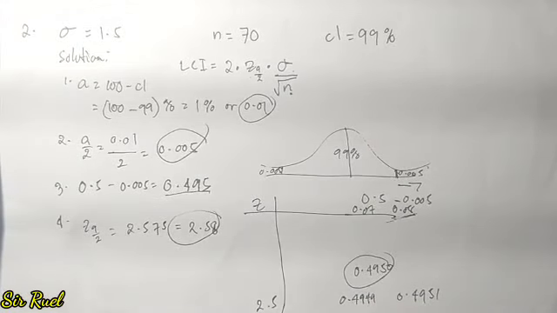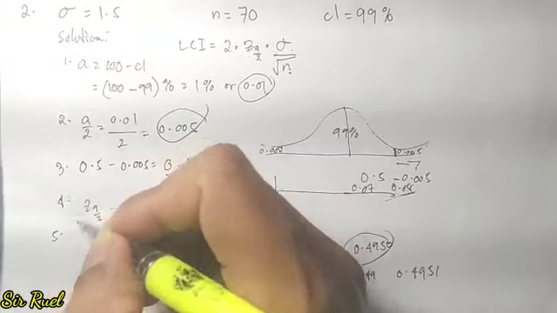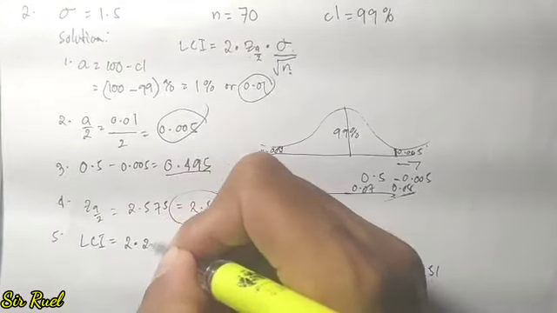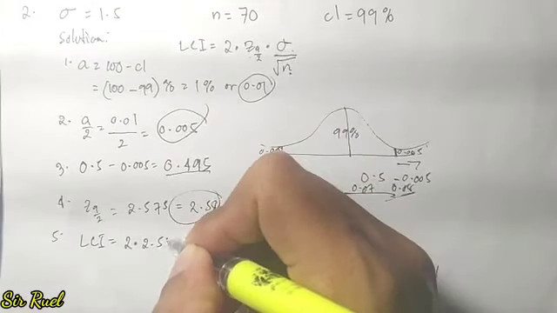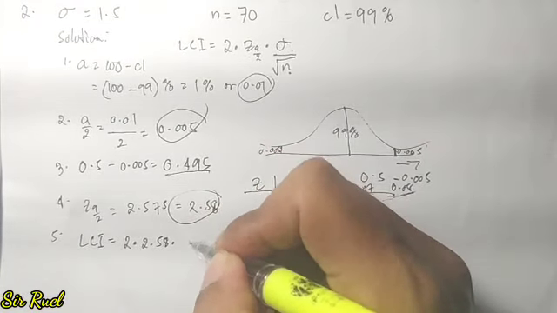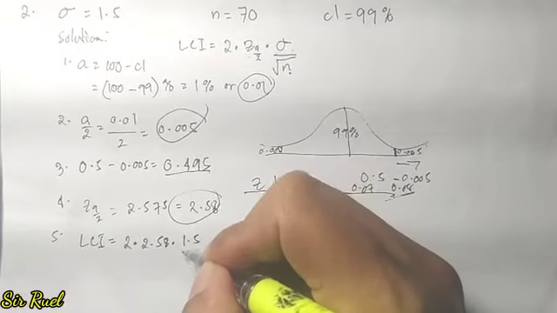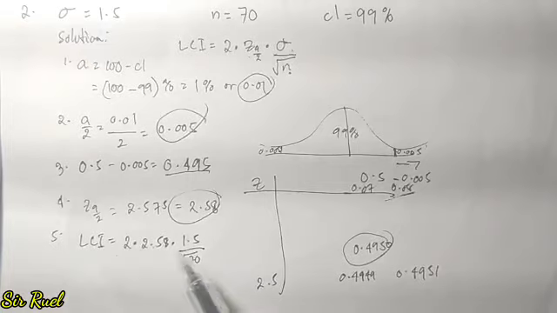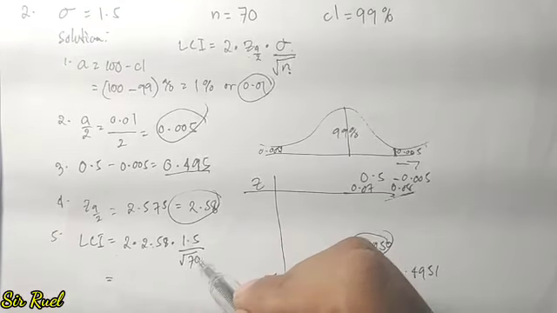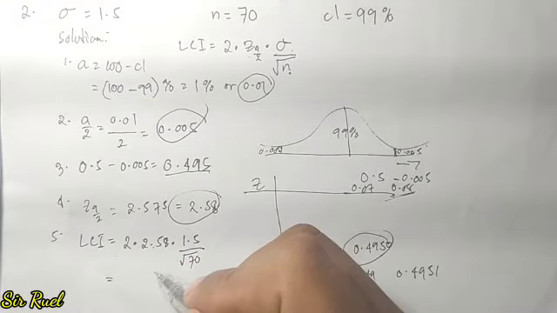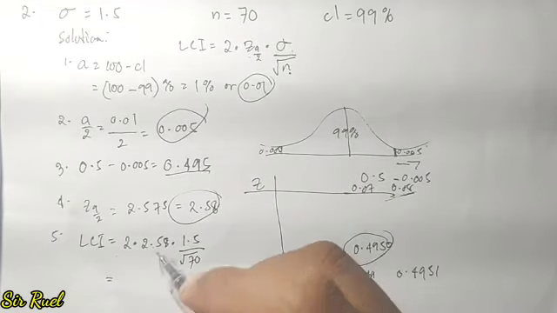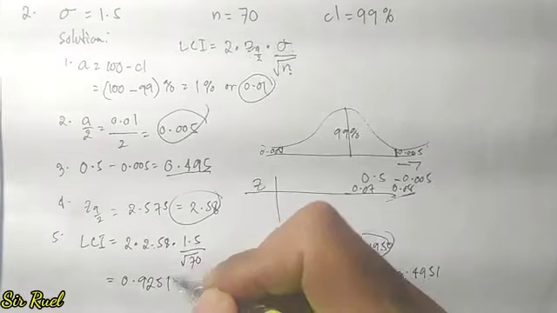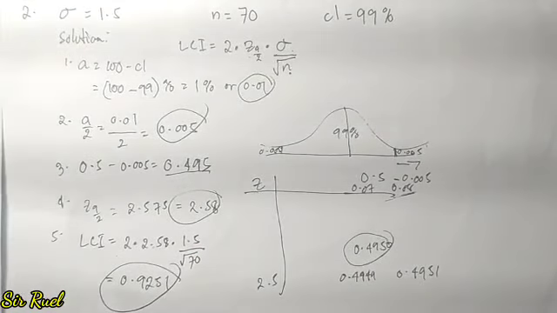Okay, so kompleto na yung given. All you need to do is substitute it to the values. LCI is equal to 2 times 2.58 times 1.5, yung standard deviation natin, divided by square root of 70. Multiply muna natin yung tatlo. 2 times 2.58 times 1.5, sabay-sabay na natin, divided by square root of 70 is equal to 0.9251. So, ito yung length of confidence interval natin.